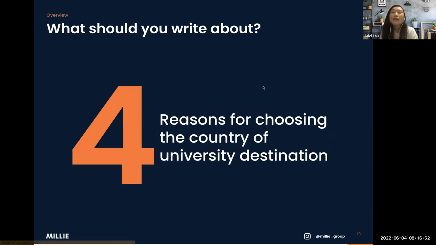And then lastly, the reasons for choosing the country of university destination. This would be a very good ending for a lot of the international students, just because you can probably study the particular major somewhere else in the world. So instead of the UK, you can also pick Canada, the US, etc. What's a compelling reason for you to choose the UK as a study destination, and why is it important to you? You can use that as a wrap up for your statement.